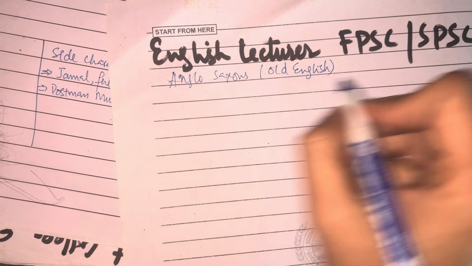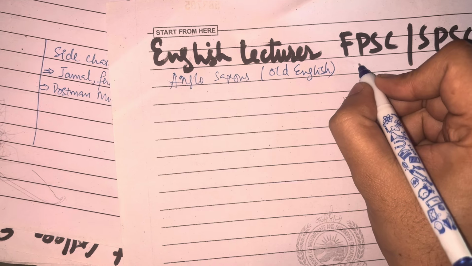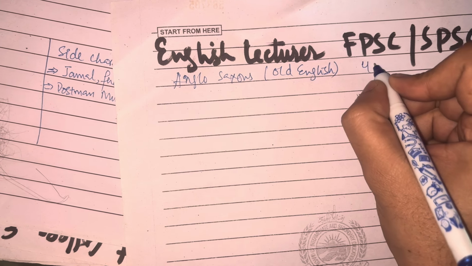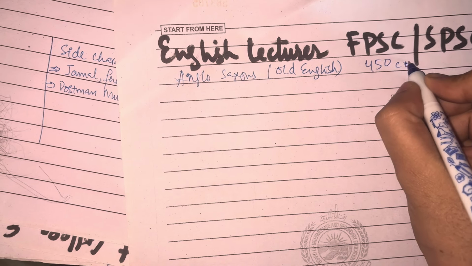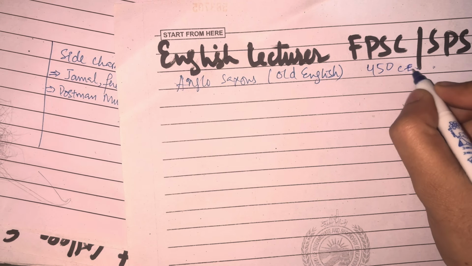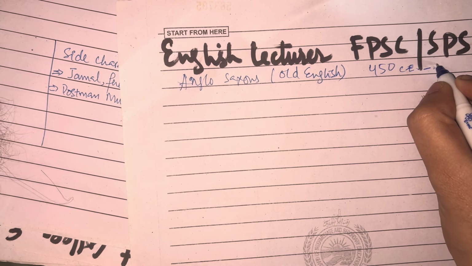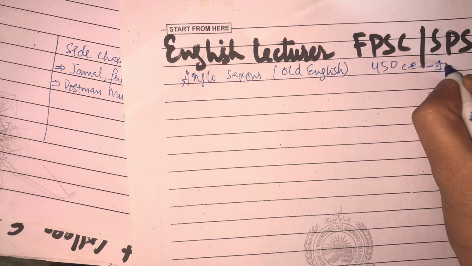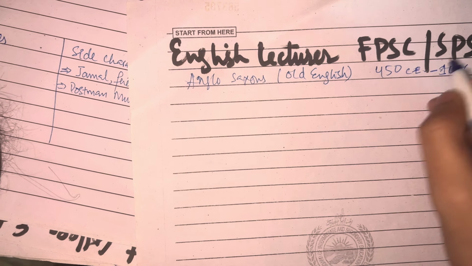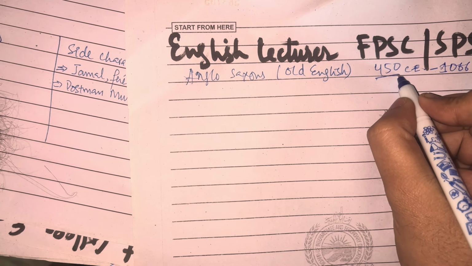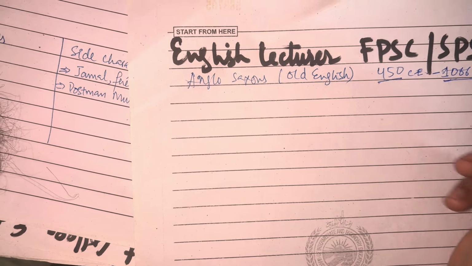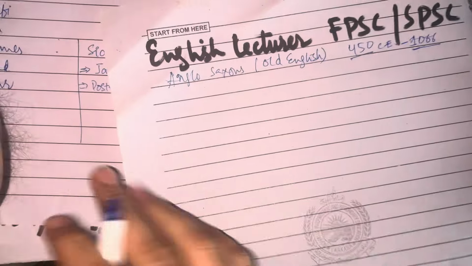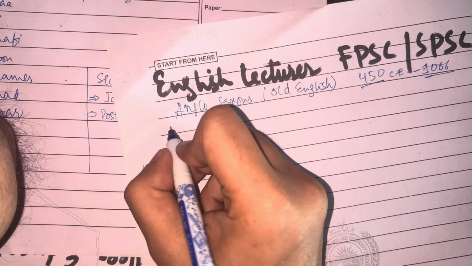This period is from 450 CE to 1066. We'll start with the historical background.